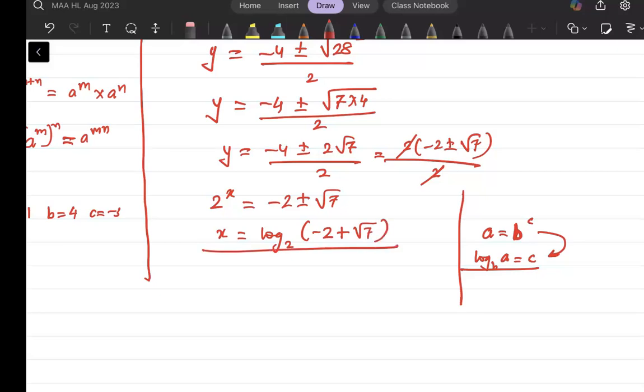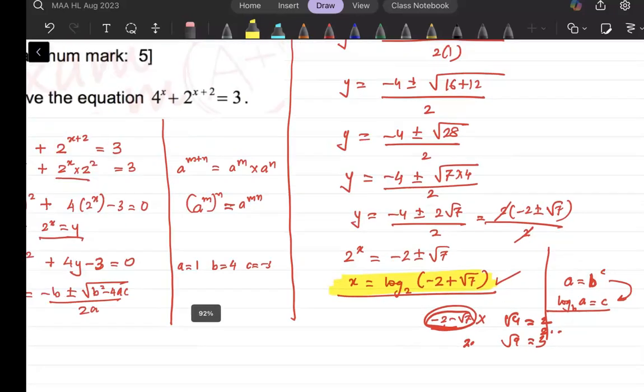Now why am I not writing plus or minus root 7? The reason is the log of a negative number does not exist. Minus 2 minus root 7 will be a negative number, hence the log of that does not exist. Root 7 will be 2 point something, because root 9 is 3 and root 4 is 2. So if you have minus 2 and minus 2 point something, the overall number would be negative, and the log of a negative number does not exist. So this is very important. You have to drop the minus sign, and therefore your final answer is this, not with this minus.